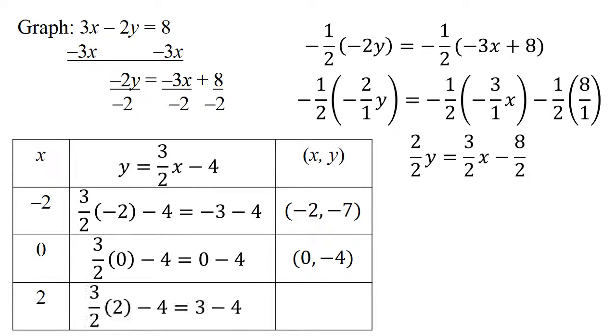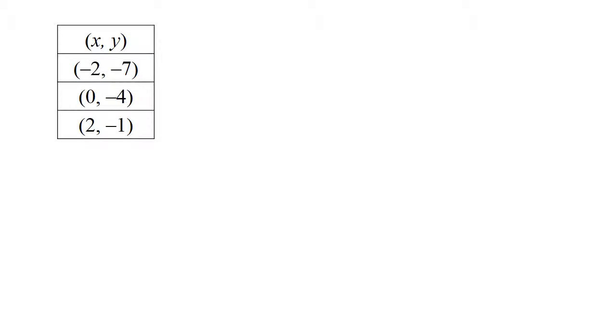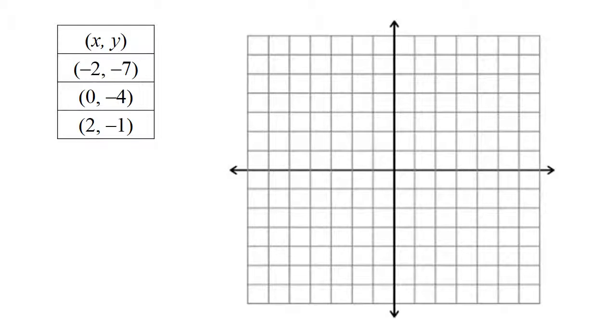Substitute 2 in for x. 3/2 times 2, the 2's cancel out, you get 3. 3 minus 4 is -1, so when x is 2, y is -1. And then I'm going to plot these 3 points. So here are just those 3 points again, and I'm going to plot those. So -2, -7 is down there in quadrant 3. 0, -4 is on the y-axis, down 4 units, and 2, -1 is over in quadrant 4.